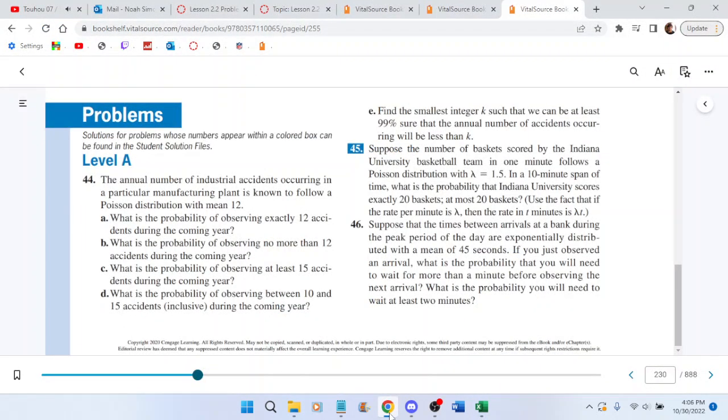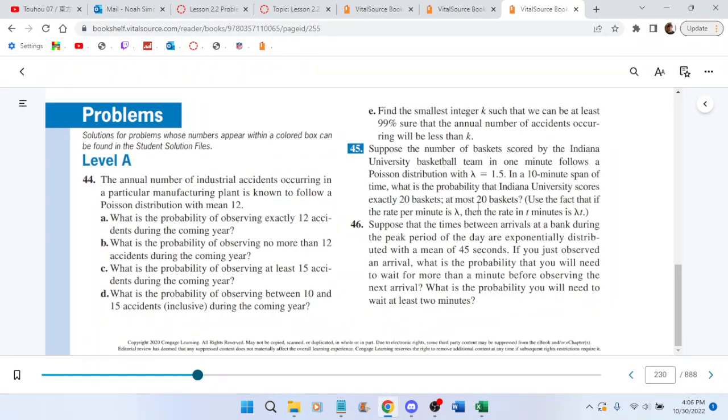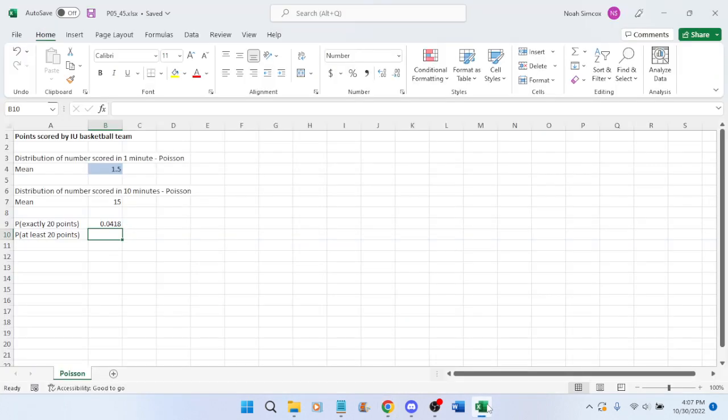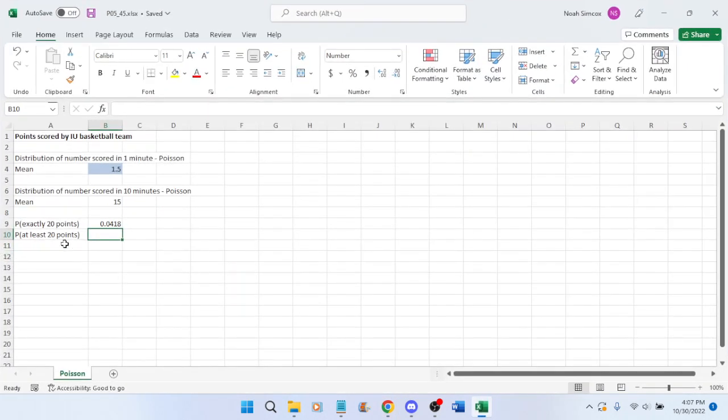Oh. It says at most 20. 20 or less. What's the probability that they get 20 or less? That's what this means. At most 20. Not 20 or at least 20. The question is asking you at most 20. They're asking you 20 or less. At most 20. What's the probability that they get 20 or less points? Not at least 20. It's the probability of at most 20. 20 or less. I'm going to change this, because it says at most 20. So that means 20 or less.